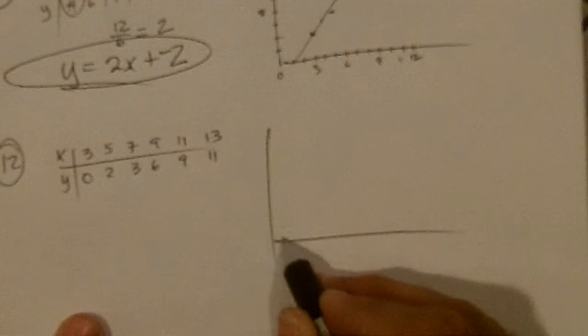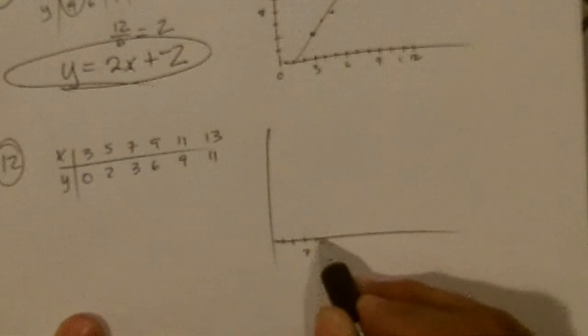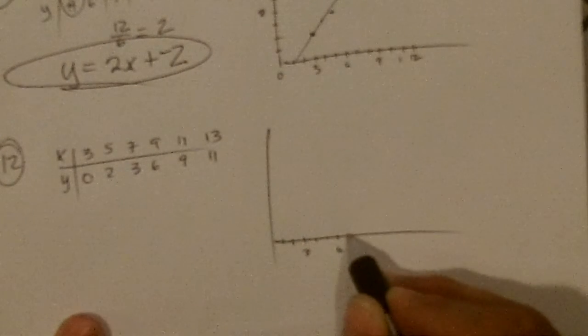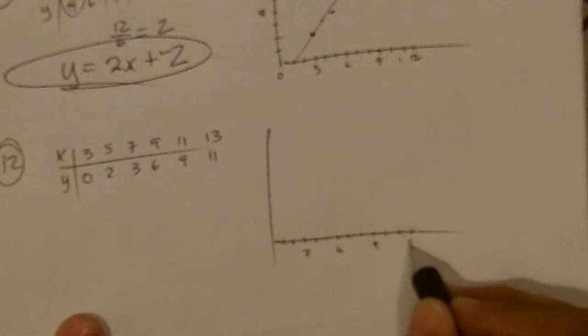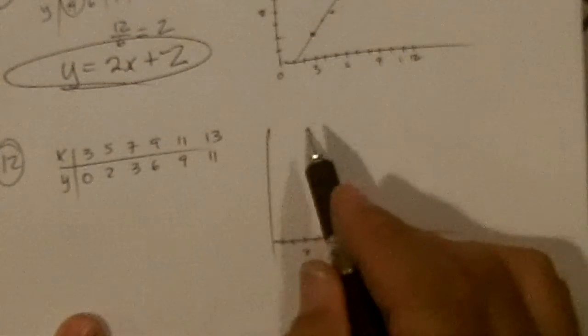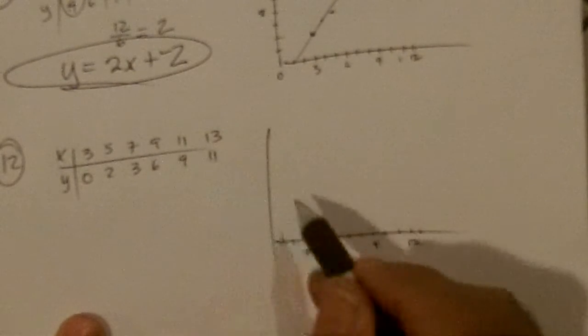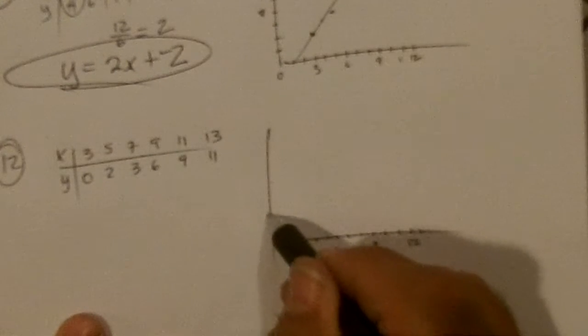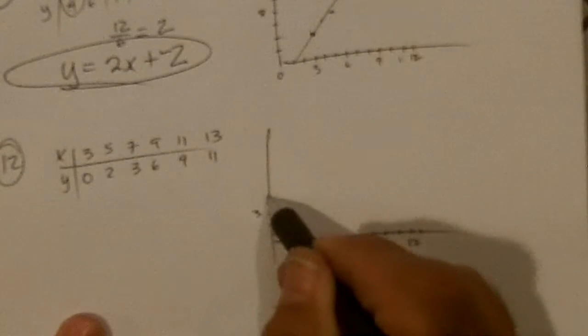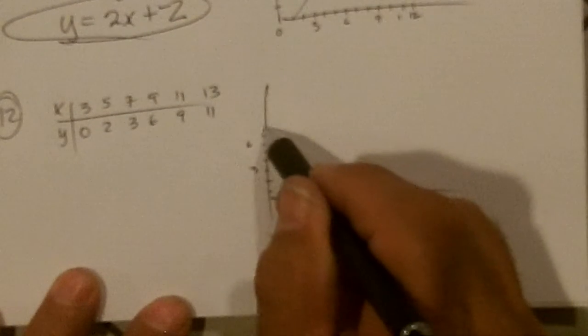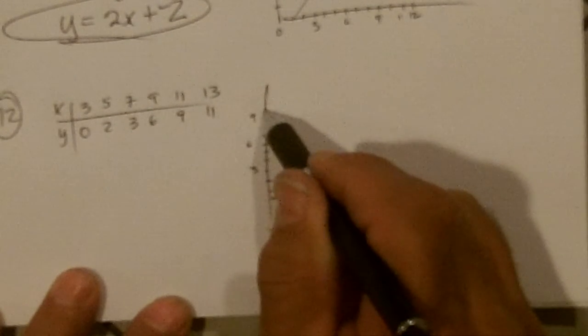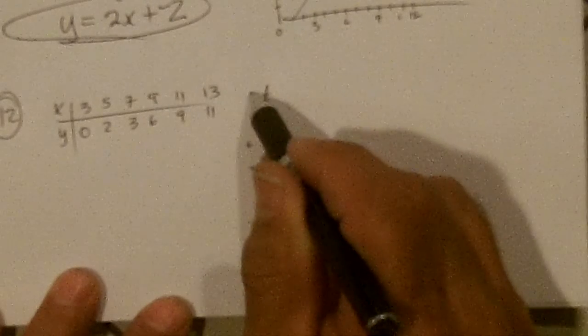So 1, 2, 3, 4, 5, 6, 7, 8, 9, 10, 11, 12, 13, and we have up to 11. 1, 2, 3, 4, 5, 6, 7, 8, 9, 10, 11, 12.